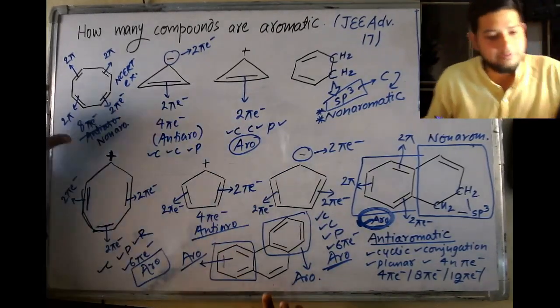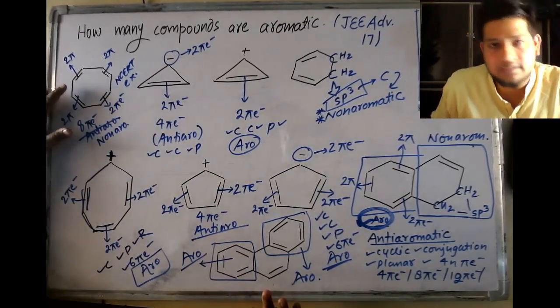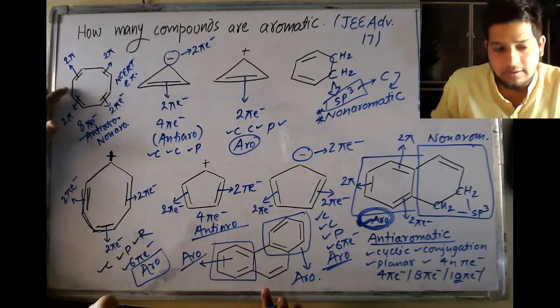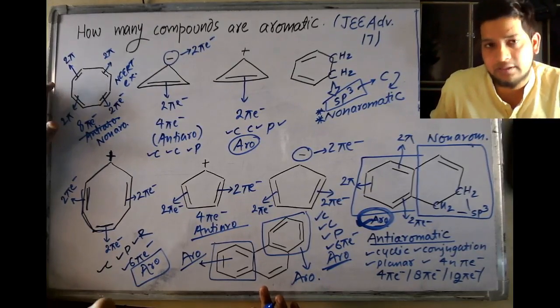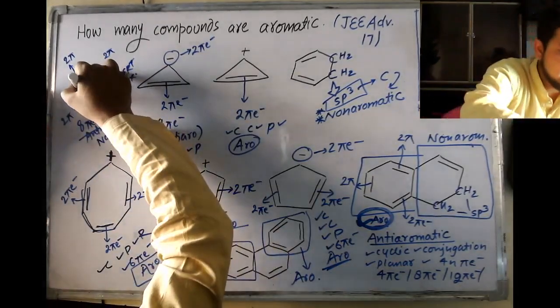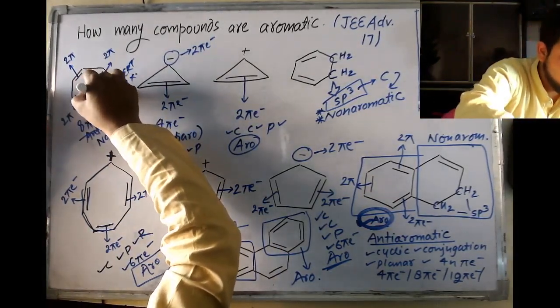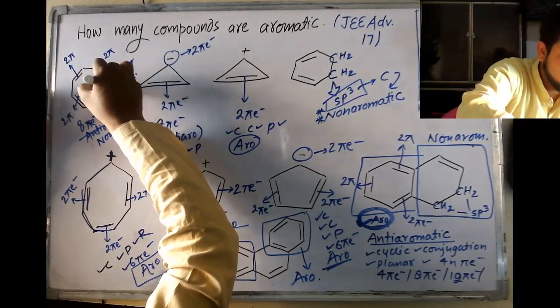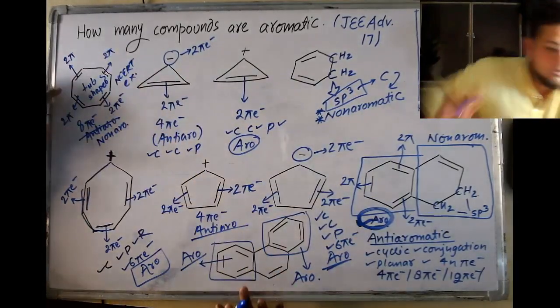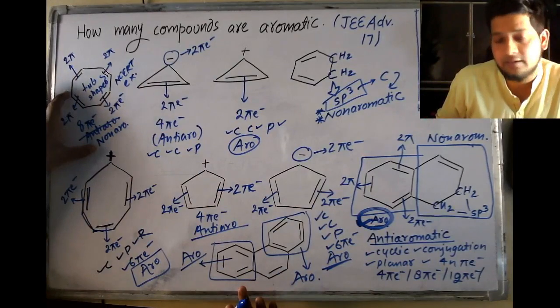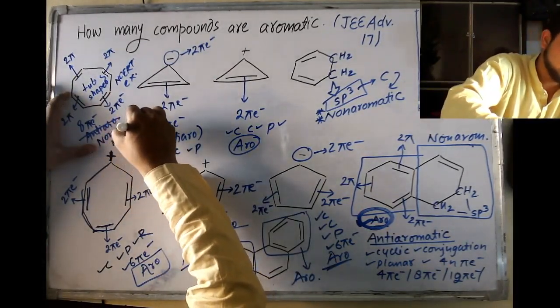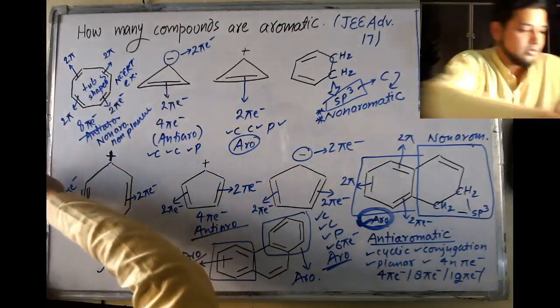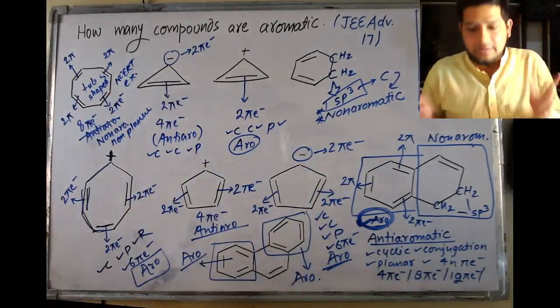If we consider this cyclooctatetraene molecule, it is non-aromatic because in 3D it has a tub-shaped structure. This molecule is tub-shaped in 3D. So that is why it is non-aromatic, because it is non-planar, my friends. It is non-planar.